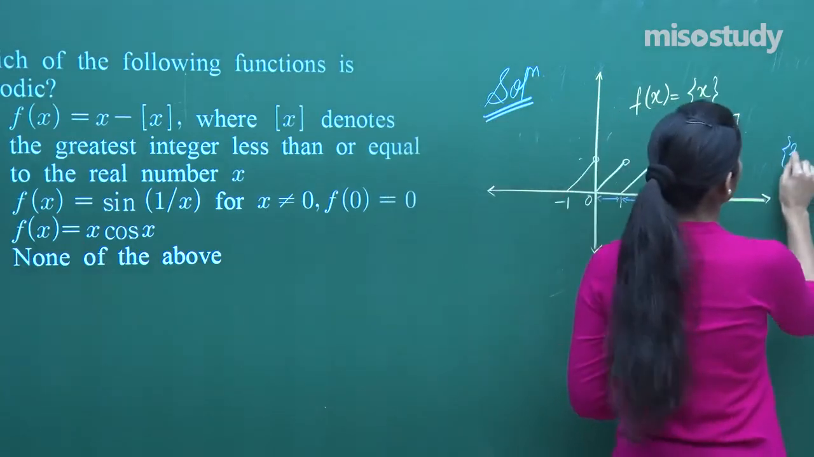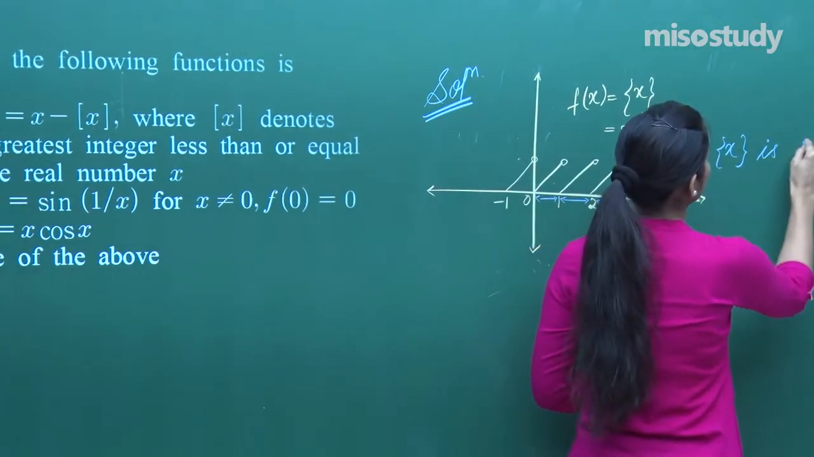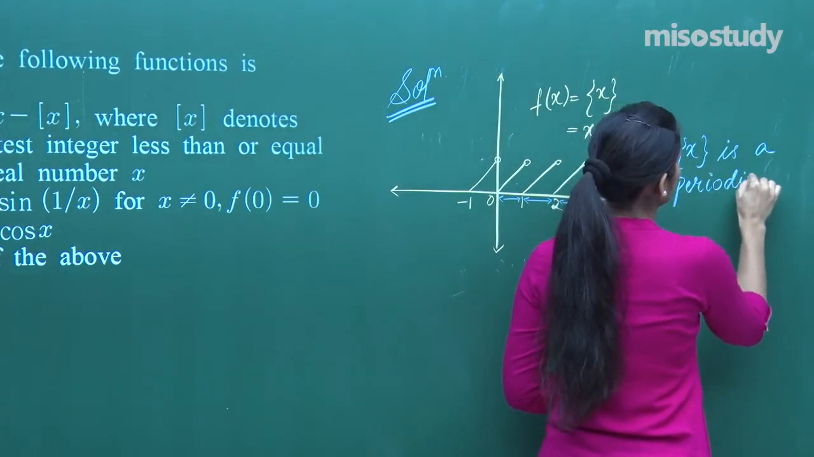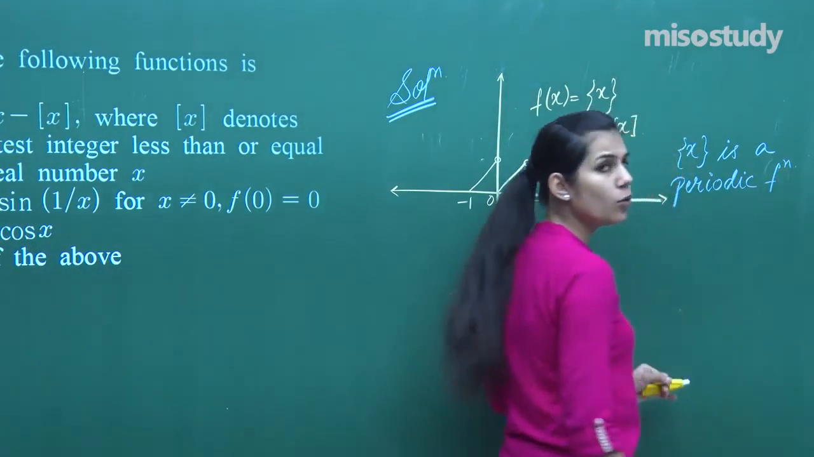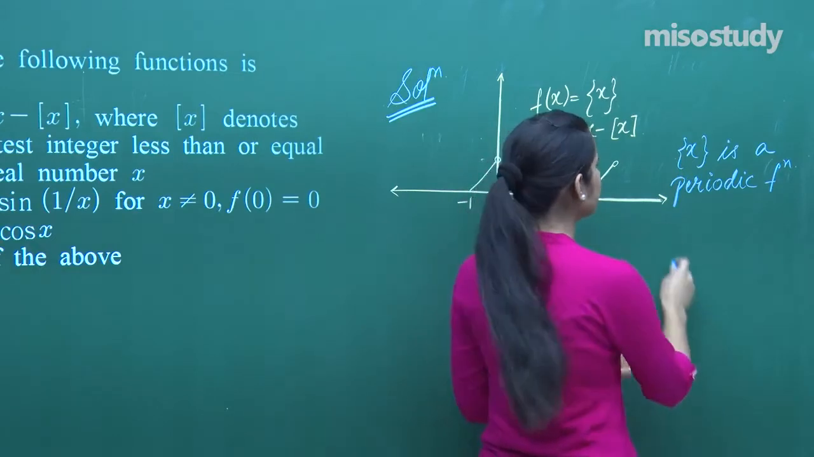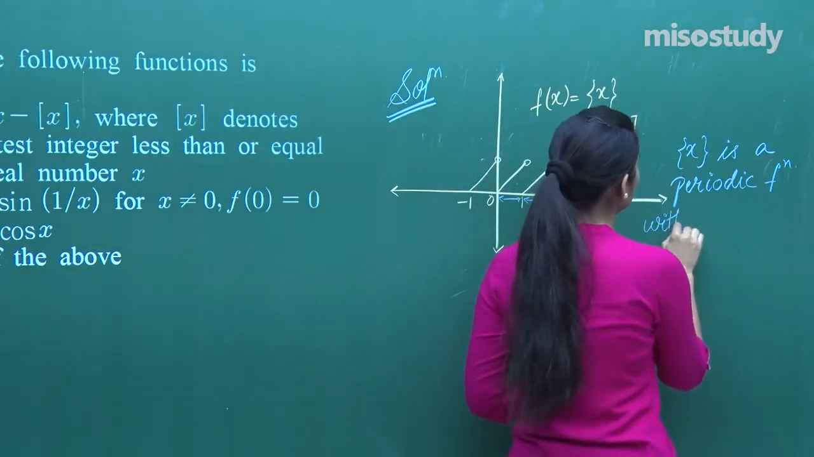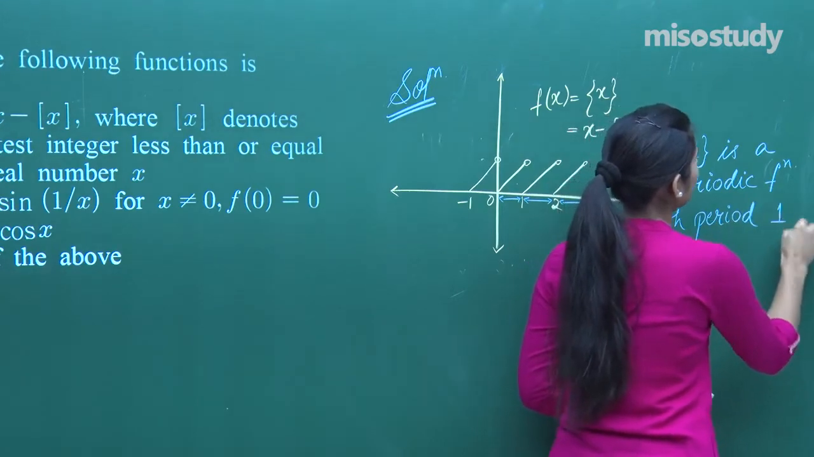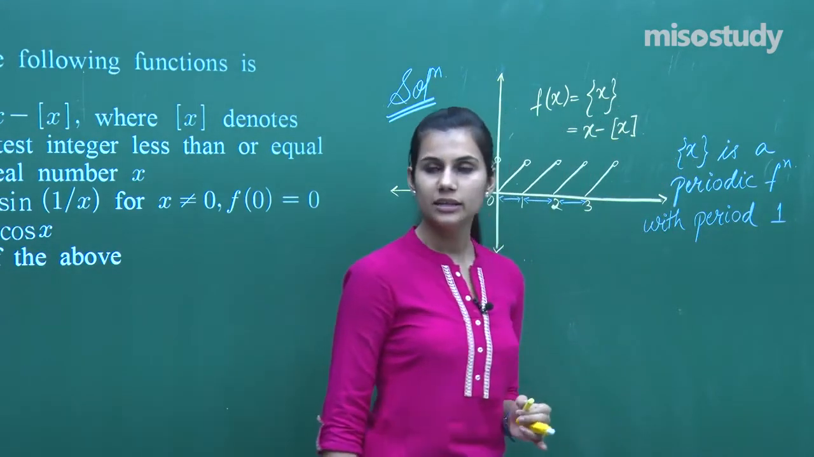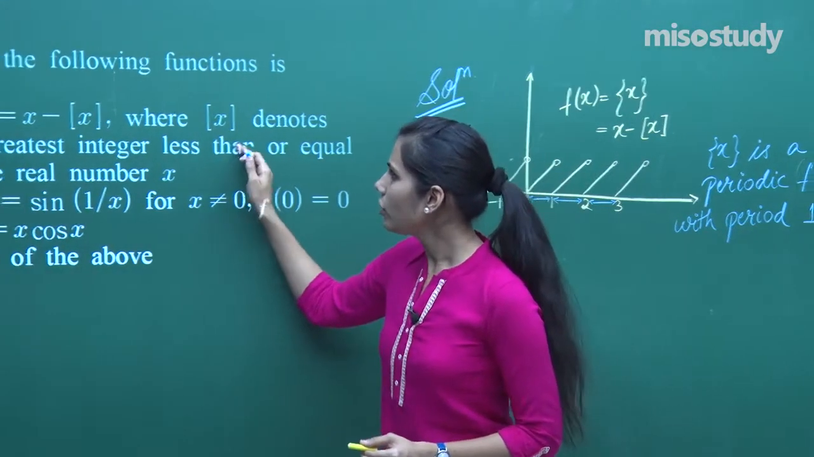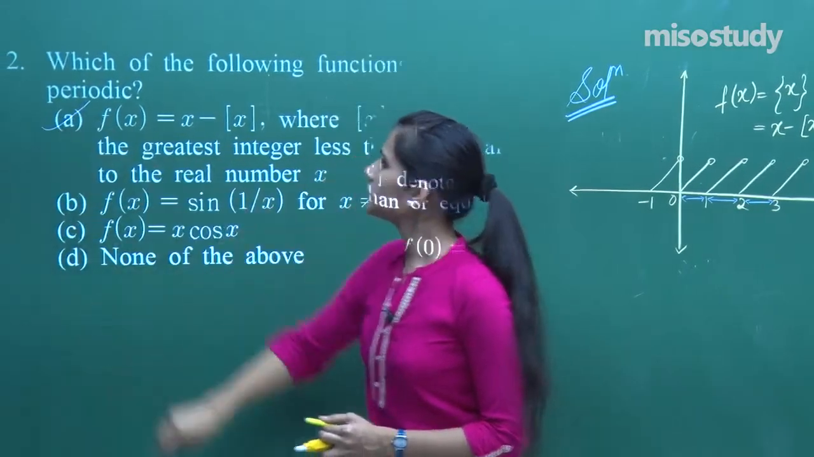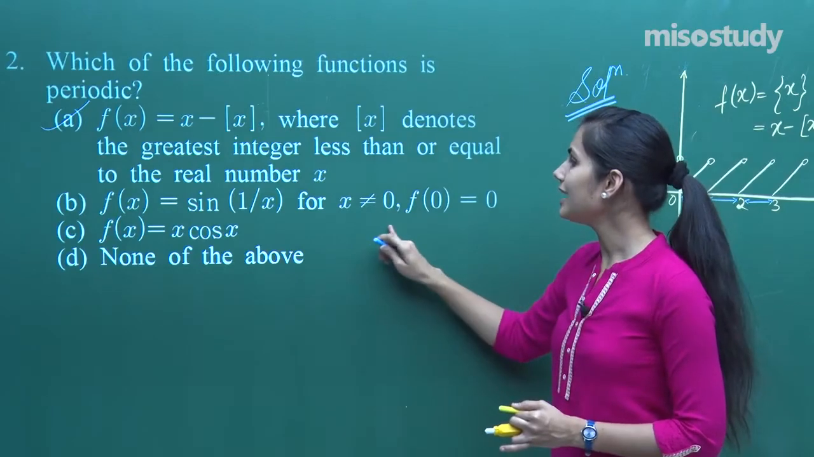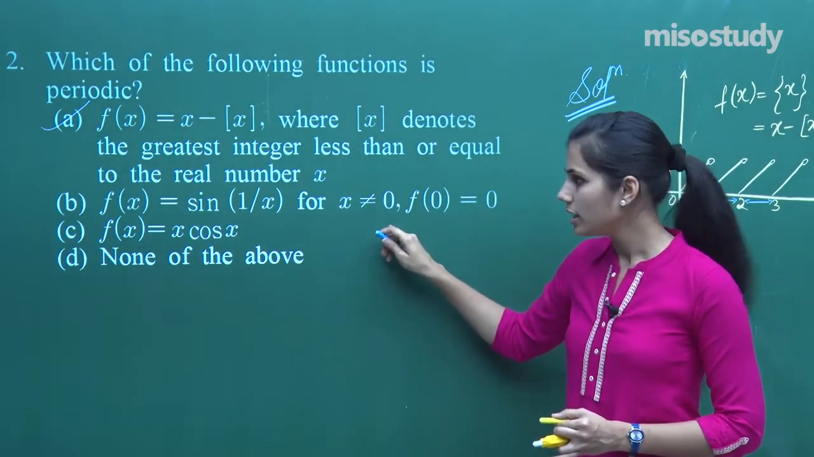So, fractional part of x is a periodic function. I don't need to answer about what is the period, but you should know that it is a periodic function with period, or fundamental period, you can say 1. Fine. So, this is periodic. Yes, it's periodic. Fine. Then you have fx equals sine 1 by x for x non-zero.